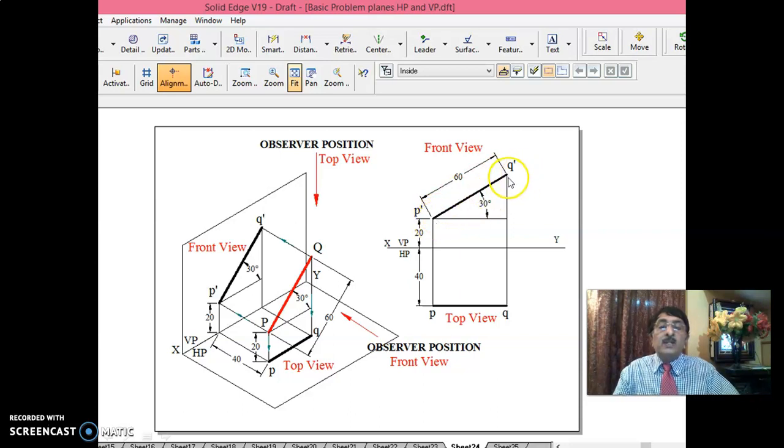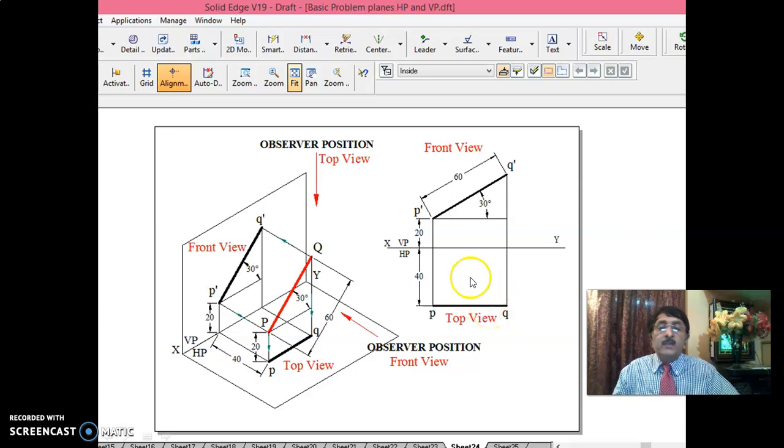P dash, Q dash, you draw first at an inclination of 30 degrees and measuring 60 mm. Since one end P is given in the problem as 20 mm above HP, you take 20 mm above HP here. And the line is 40 mm in front of VP. Once you draw this front view, you draw the projectors down and draw the top view at a distance of 40 mm. This is the front view, this is the top view for this problem.